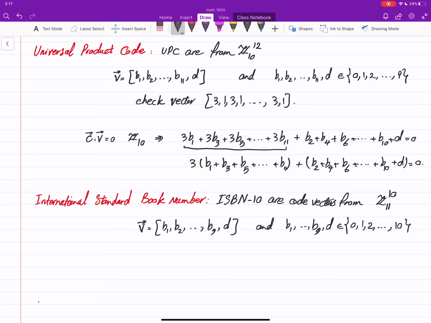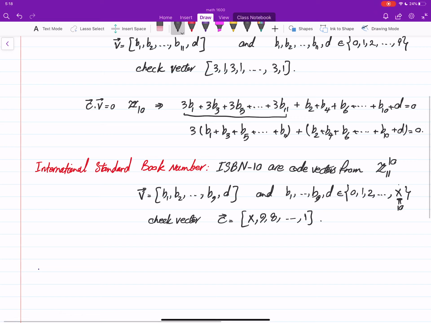But since we like to have just single digits, and 10 is two digits itself, instead of 10 in these ISBN 10 codes, we will use X. Knowing that, we need to know one last thing, the check vector. The check vector C in this case is 10, 9, 8, so it's X, 9, 8, and goes down up to 1.